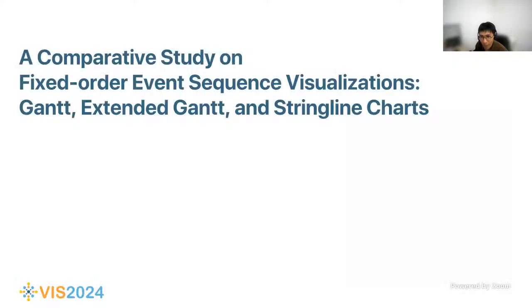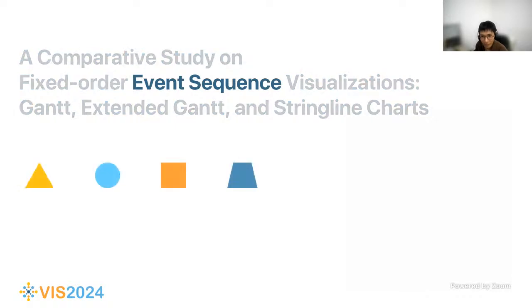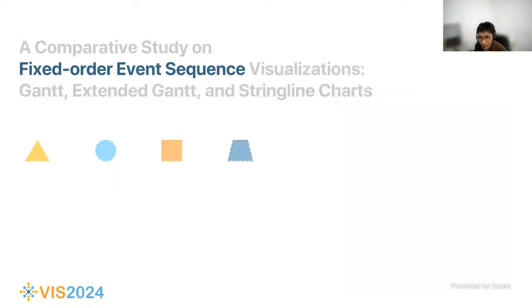First, let me take apart the title and introduce the background and the motivation of this work. An event sequence is a sequence consisting of discrete events. These events can have feature attributes and values, shown here as different colors and shapes. And fixed order event sequence means that the order of events is predefined and usually remains constant in each sequence.